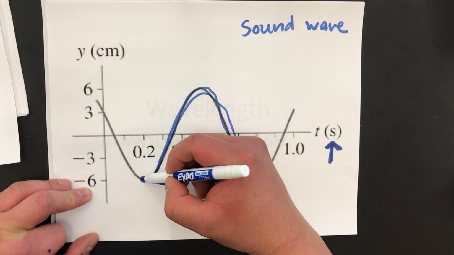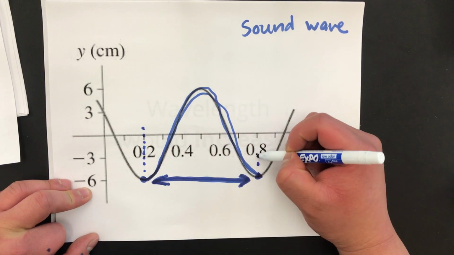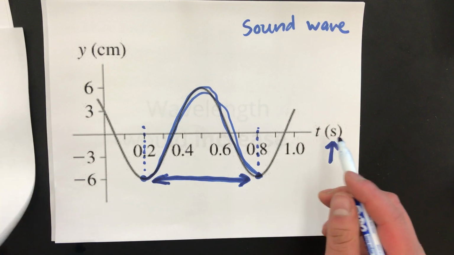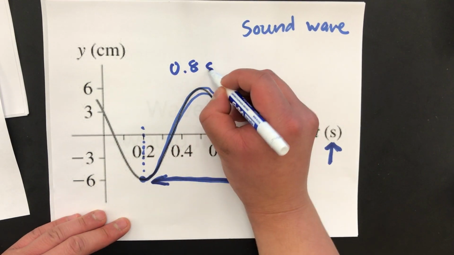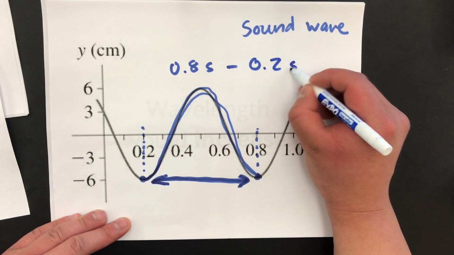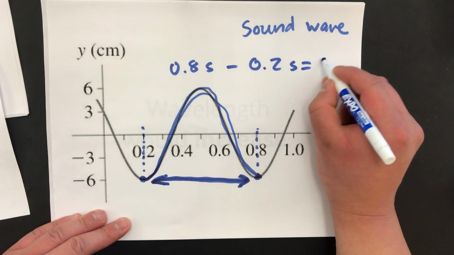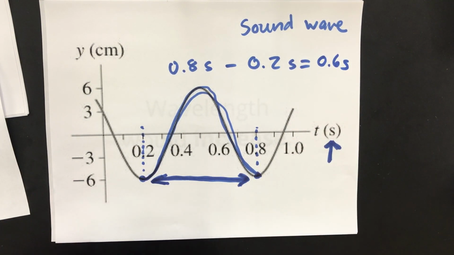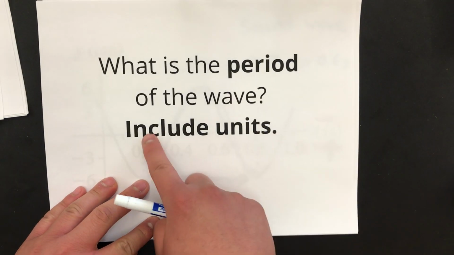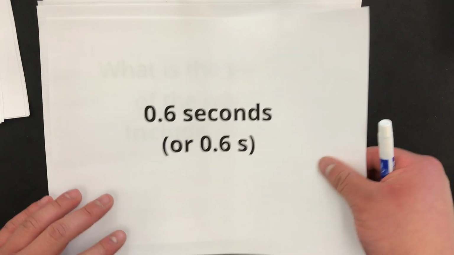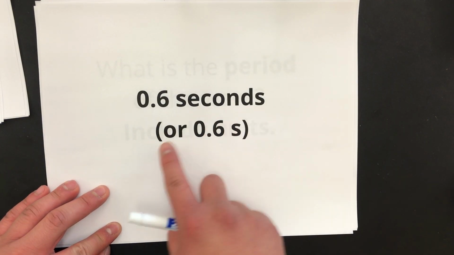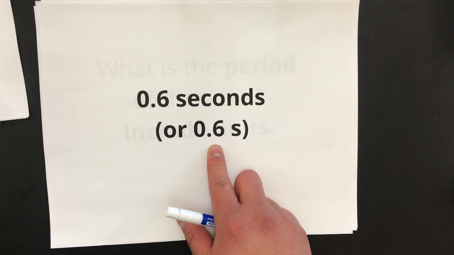So let's see here, 0.2, 0.8. Well, 0.8 seconds minus 0.2 seconds, that time difference is 0.6 seconds. So what is the period of the wave? Include the units. Again, the answer is 0.6 seconds. You can also write 0.6 s, same thing.